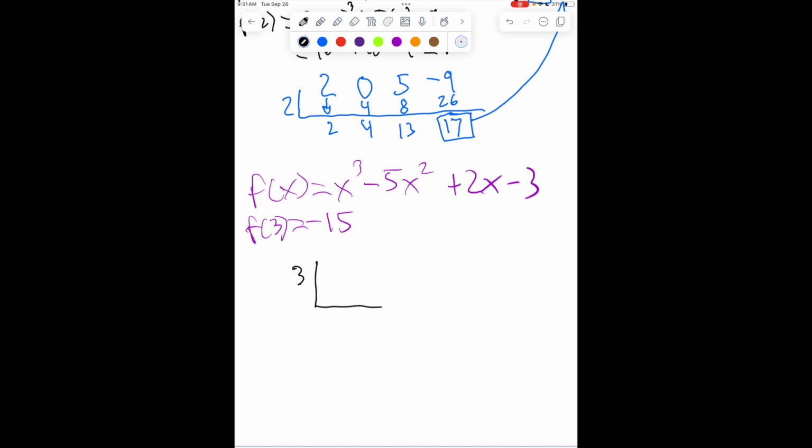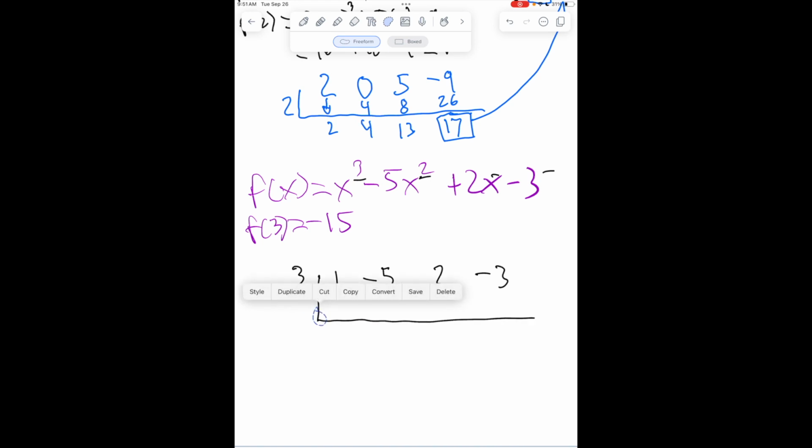Okay, I'm going to go down and set up my coefficients: 1, -5, 2, and -3. Make sure my degrees go in decreasing order. It looks like they do, so we're in good shape there. Again, I always write it like this. There we go. Start by bringing down your first one.